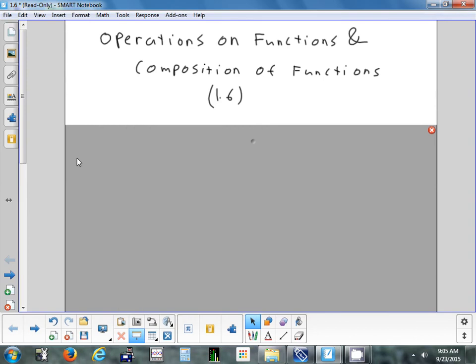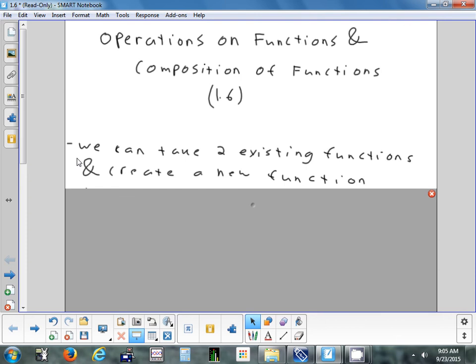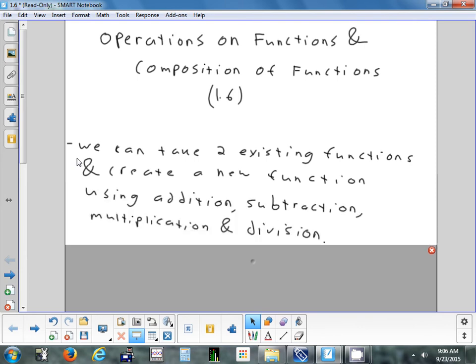Right, let's take a look at our last section in chapter 1. Okay, section 1.6 is on basically how we can create new functions by doing things to existing functions. In general, we'll take two existing functions, probably no more than two, and combine them together to create something else. One way we can combine functions is very simply by taking two separate functions and adding, subtracting, multiplying, or dividing them.